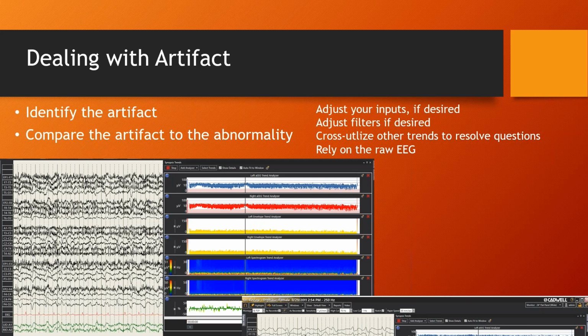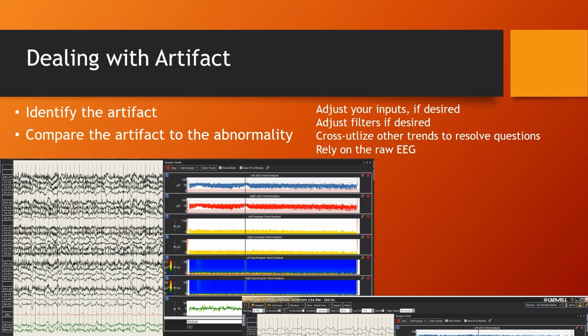Nothing outstanding. But if there's artifact going on, what we want to do is identify the artifact, compare it to an abnormality. If you see an abnormality, a lot of times what you could do is identify how they compare. And this is what I was talking about last week when I said that you will learn kind of what things look like across patients, but you'll also learn what things look like within a patient. So certain things that may look abnormal in one patient may be exactly what you expect to see in another patient. So you get a feel for that, and it's hard to enumerate what all those things are.